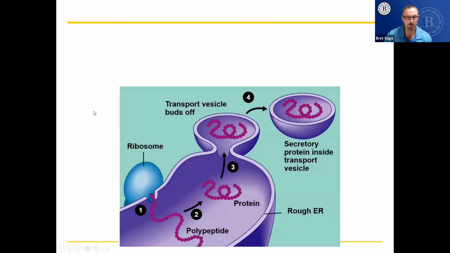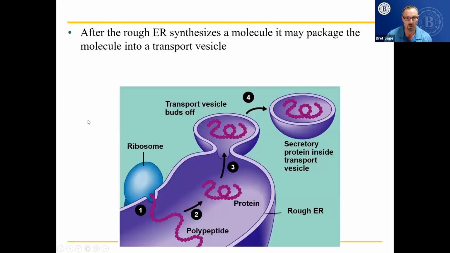So making new cells. Okay, this is a figure not from your book, but it does show you how a polypeptide is folded into a protein.